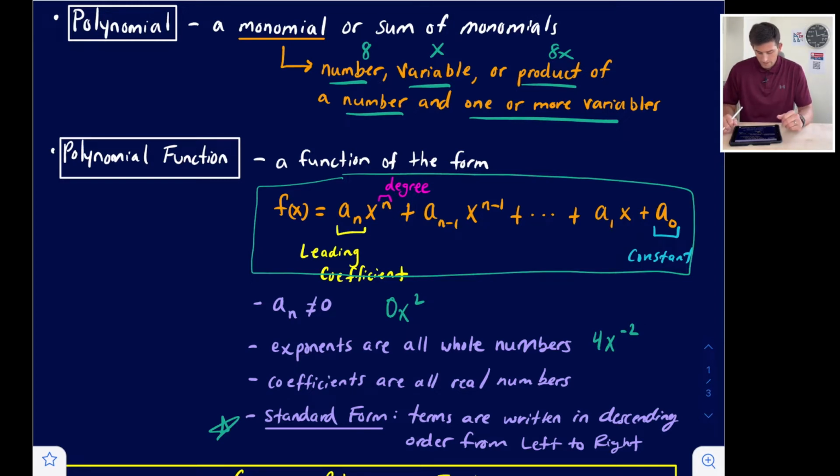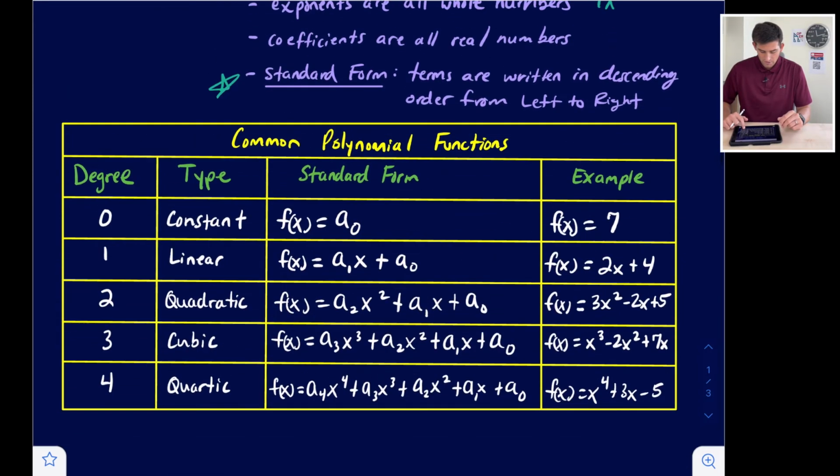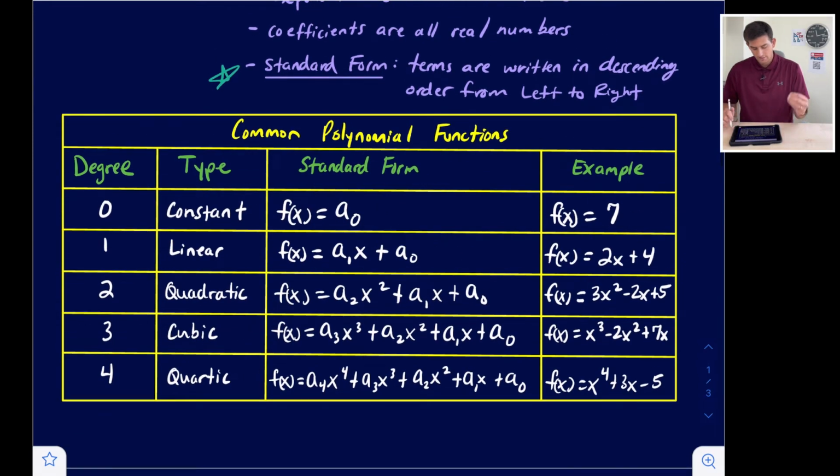And we already mentioned standard form. We want to make sure we're writing our function in order from left to right, descending order in terms of their degree, okay? So let's look at some common polynomial functions here. We have a degree from 0 all the way to 4. So if our degree is 0, that's just a constant function. That would be just f of x is equal to a sub 0, and that would be an example of just f of x is equal to 7, right? So if we were to graph that, it would just be a horizontal line, and it's a constant function.